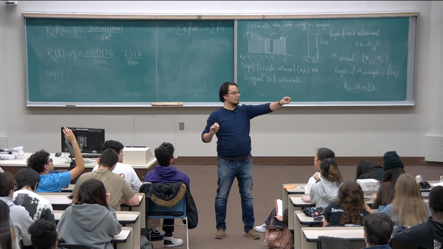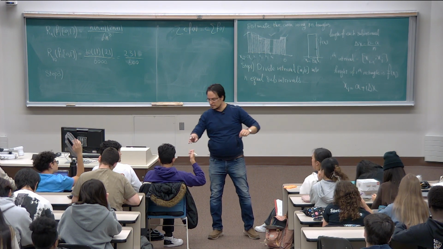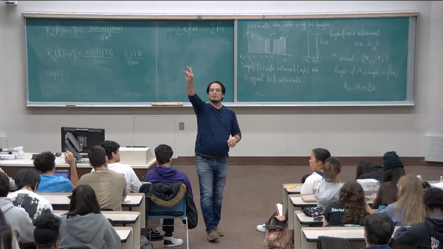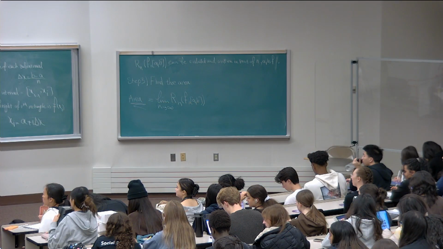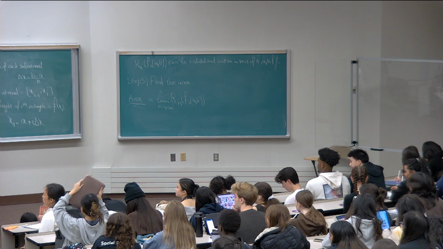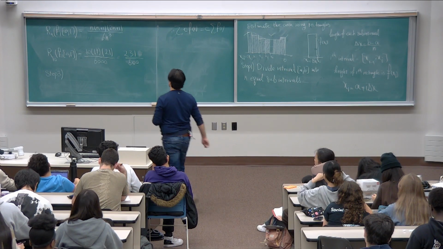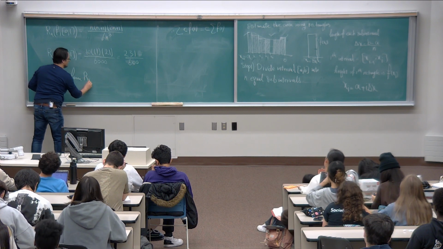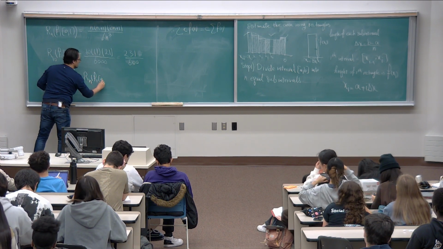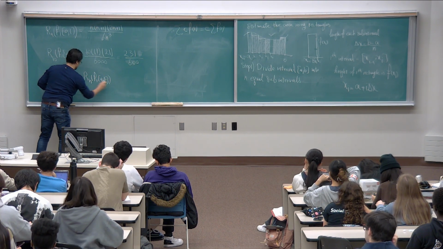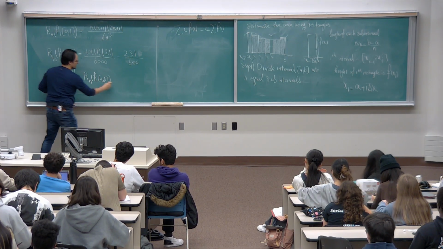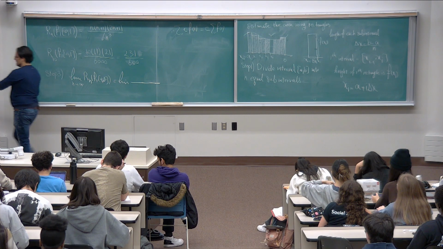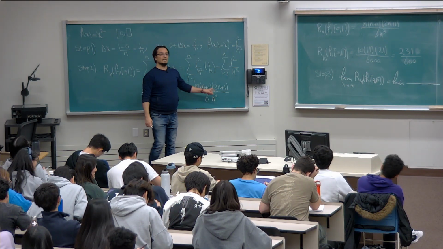1 over 3, what else? 2 over 6, which is 1 over 3. What else? Do I get any other number? 0, yes? 1. Okay, let's see which one is good. So I'm trying to find the limit of Rn of f on a, b as n goes to infinity. This is the limit of this expression. Let's expand this.